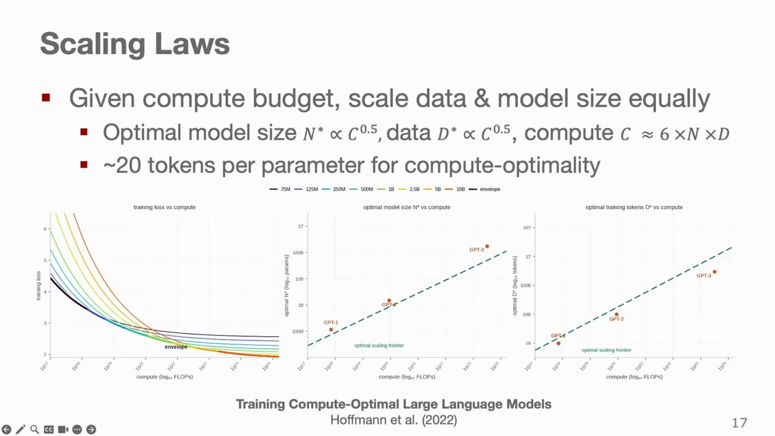And now in the center and right plots, where we plot the scaling of model size and training tokens against compute, we can see, for example, that GPT-3 was actually under-trained, meaning that it was too big for the amount of tokens it was trained on, compared to the optimal scaling frontier, which is this dashed green line that was derived in the Hoffmann Chinchilla paper. The paper also found that you need roughly 20 tokens per parameter for compute optimality.